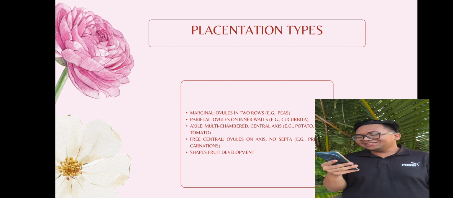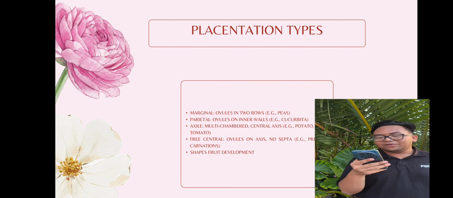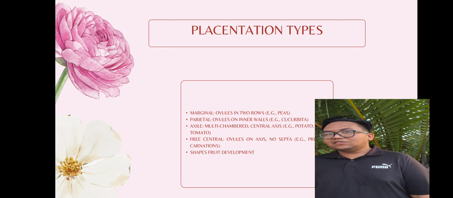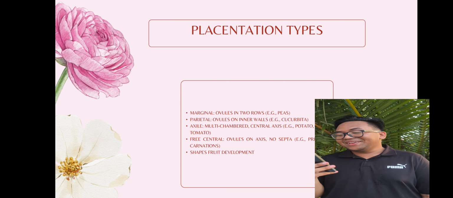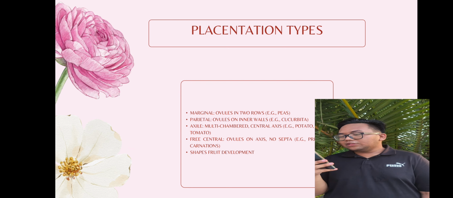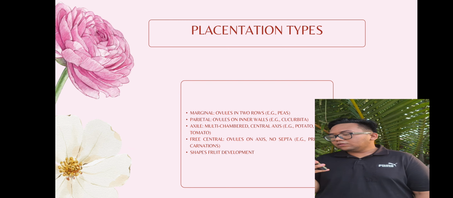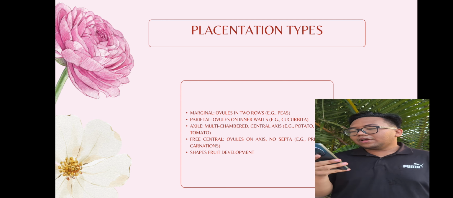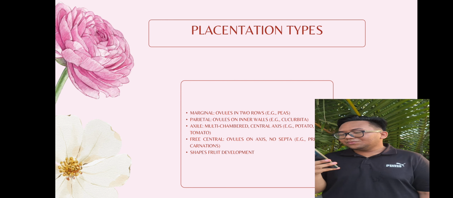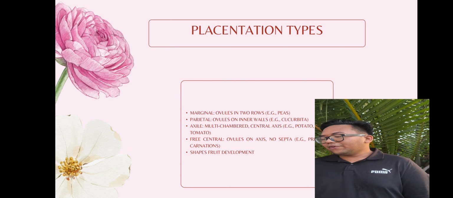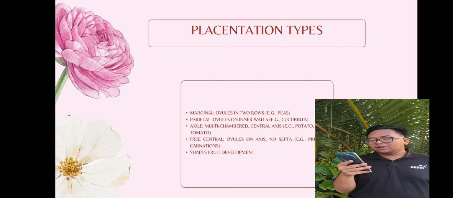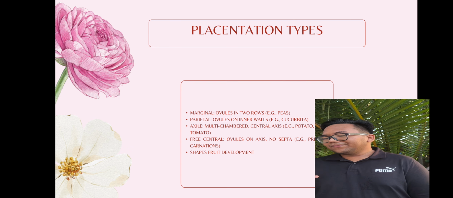Let's move on to the next slide, which is slide 4. Placentation types shape ovule placement. Marginal in peas with 2 rows, parietal in cucurbita on the ovary wall, axile in potatoes and tomatoes with a central axis, and free central in primrose without septa, each affecting fruit form.